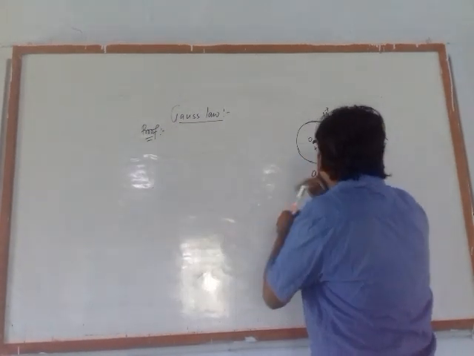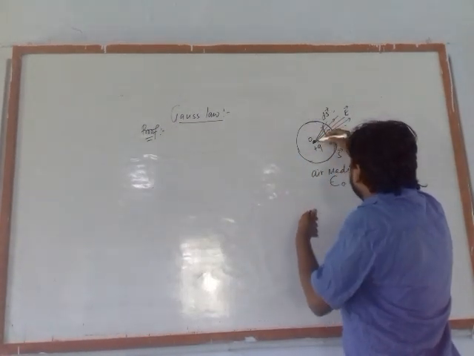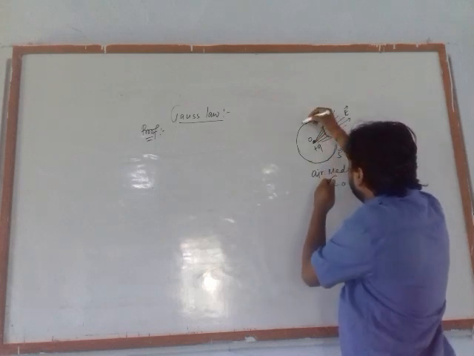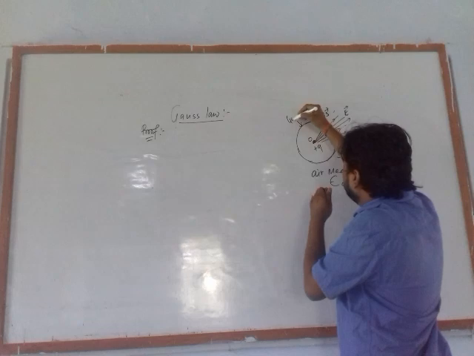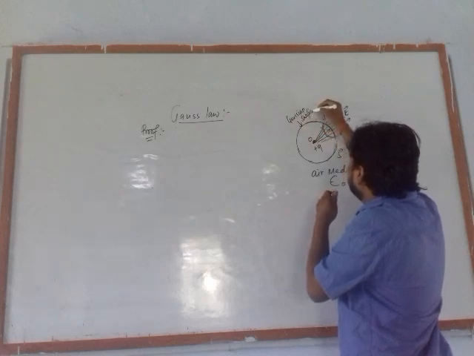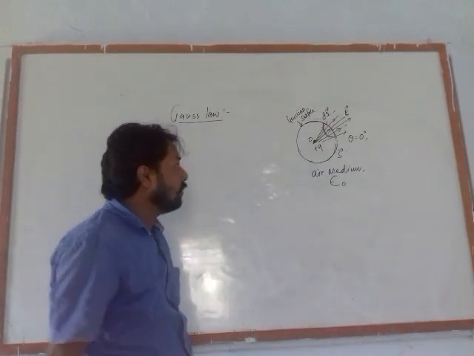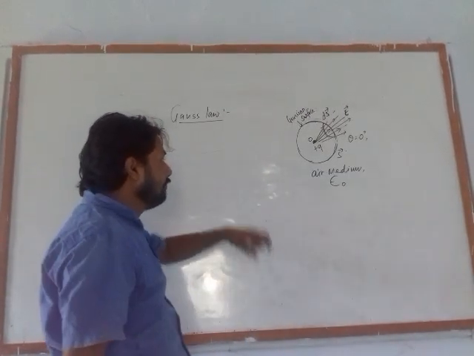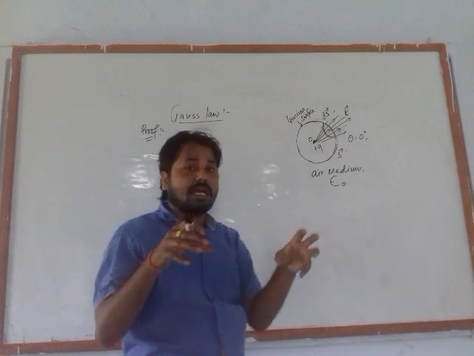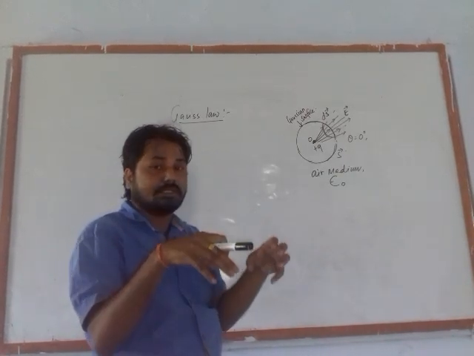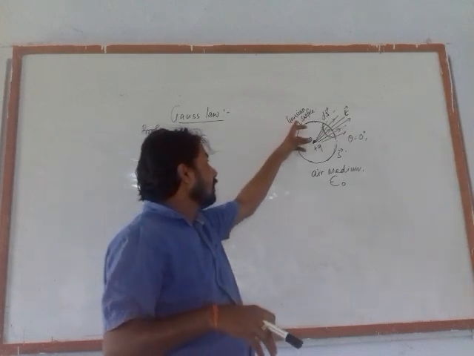Let us consider O is the center of this surface, which is enclosing this charge plus q, so this surface is known as Gaussian surface. Once again I am telling, if you go to the application of the Gauss law, you will have one very important point to be followed, that is the Gaussian surface. The charge must be surrounded by the surface, that is called Gaussian surface.